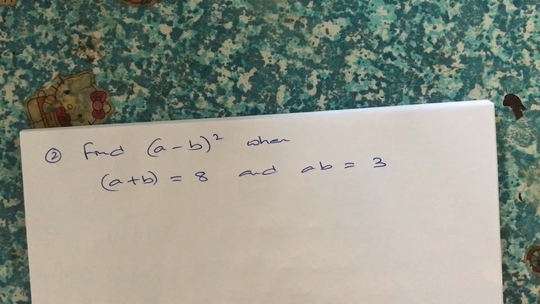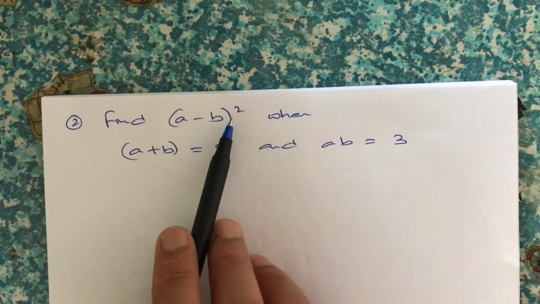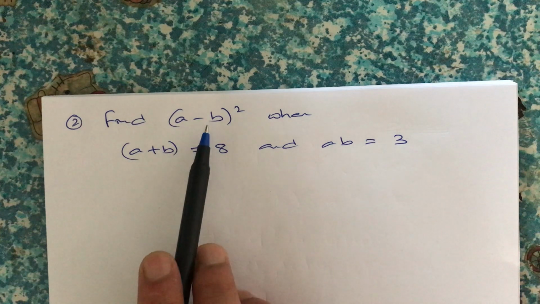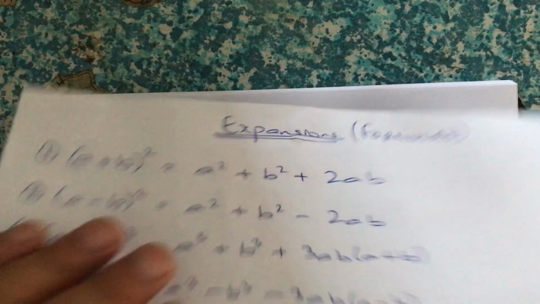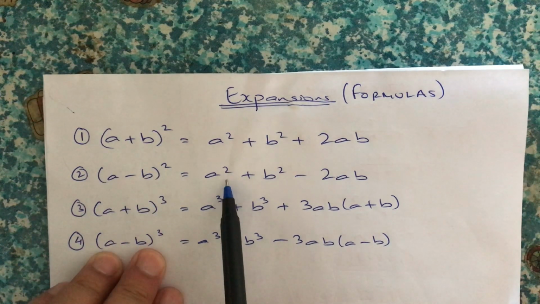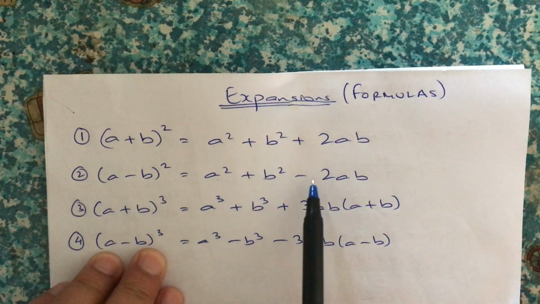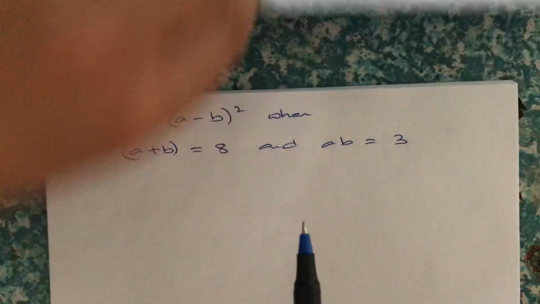So let's say now they're saying find (a minus b) whole square when a plus b is given. So now a minus b is asked to find, but a plus b and ab is given. Now if I try using the original formula, then again there is no a plus b over here, so I cannot apply this formula. So what do I have to do?